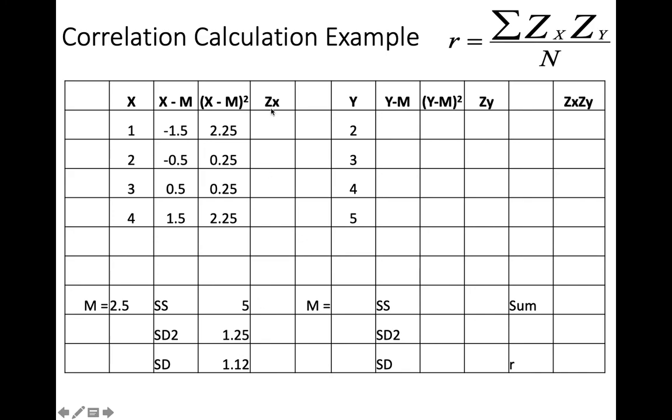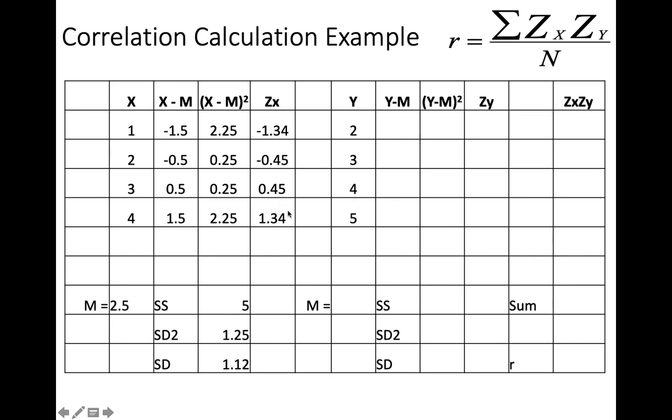How are we going to get our z-scores? Okay, we're going to take x minus the mean divided by standard deviation. So we're going to express the deviation from the mean in standard deviation units. So doing that, we get a z-score of negative 1.34 for 1. Okay, so 1 deviates from the mean of 2.5 by negative 1.25, which when expressed in standard deviation units yields a z-score of negative 1.34. Doing that for all of the data yields the following z-scores.